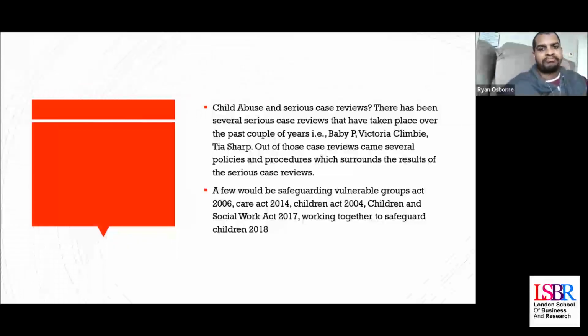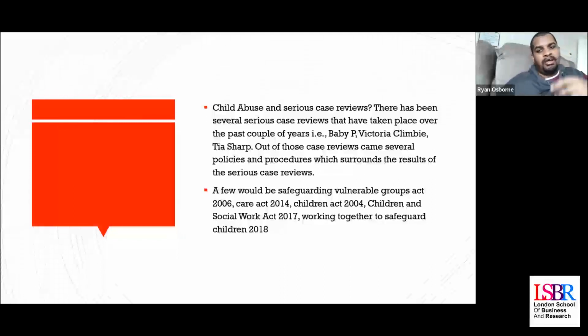Out of those particular reviews, we now have an influx of policies and procedures. And those policies and procedures are a direct result of the serious case reviews.